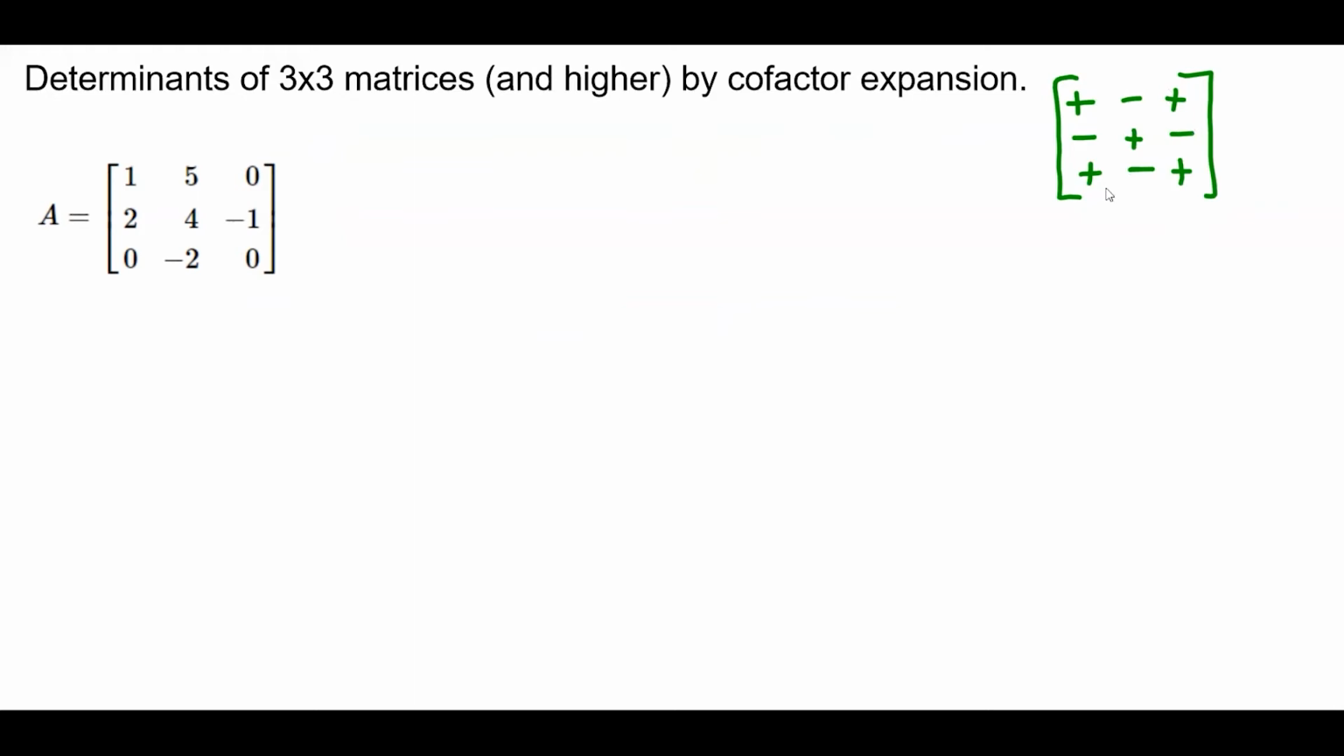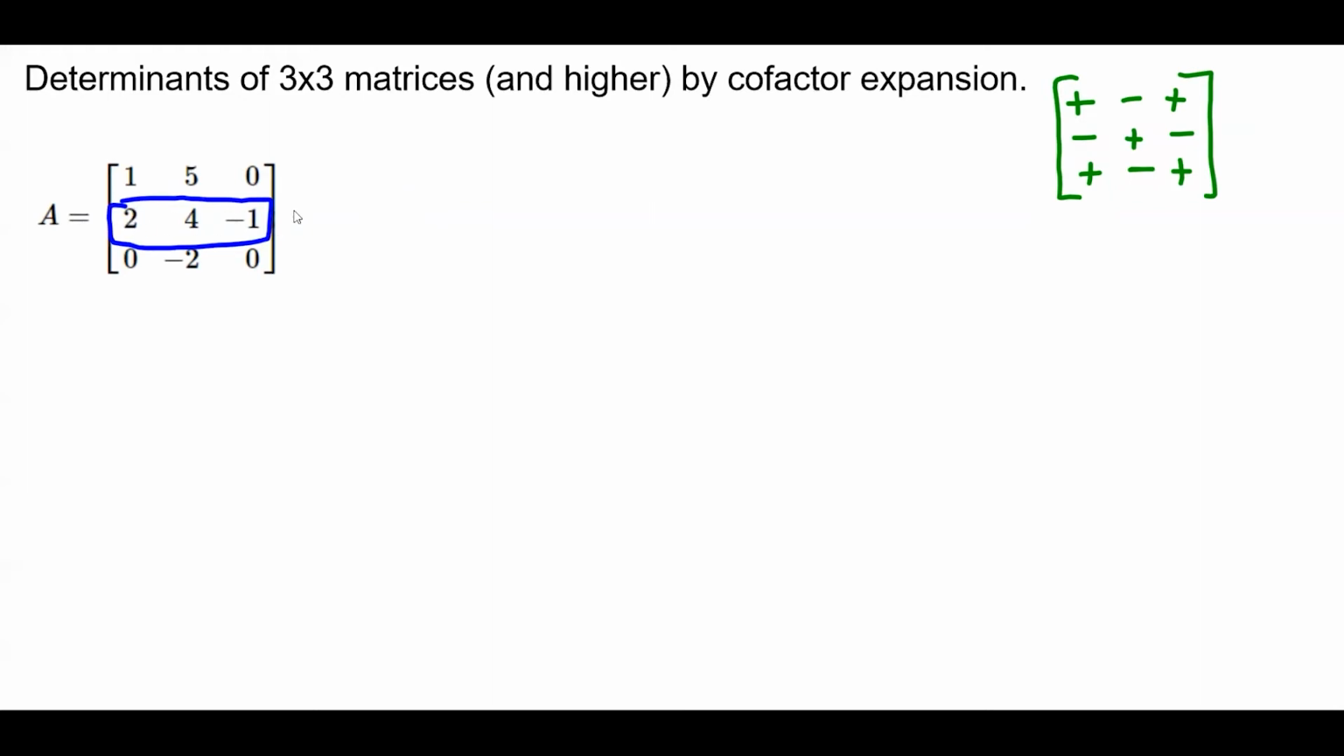Now, you want to pick a column or a row to do the cofactor expansion along, and it doesn't really matter which column or row you pick, you're going to get the same answer. But some columns or rows will be easier to calculate the determinant for. I'm just going to pick, for the first one, the second row, just to show you the difference between a bad choice and a good choice.